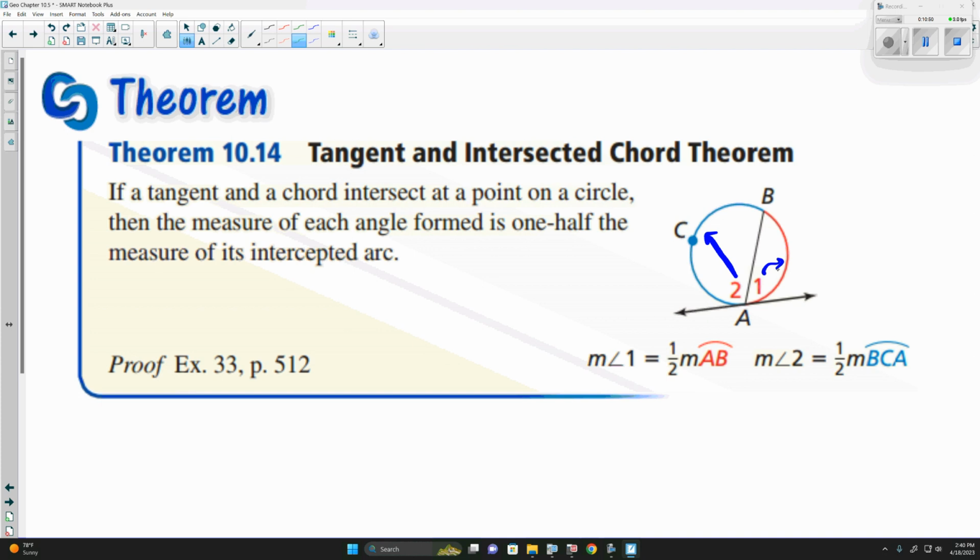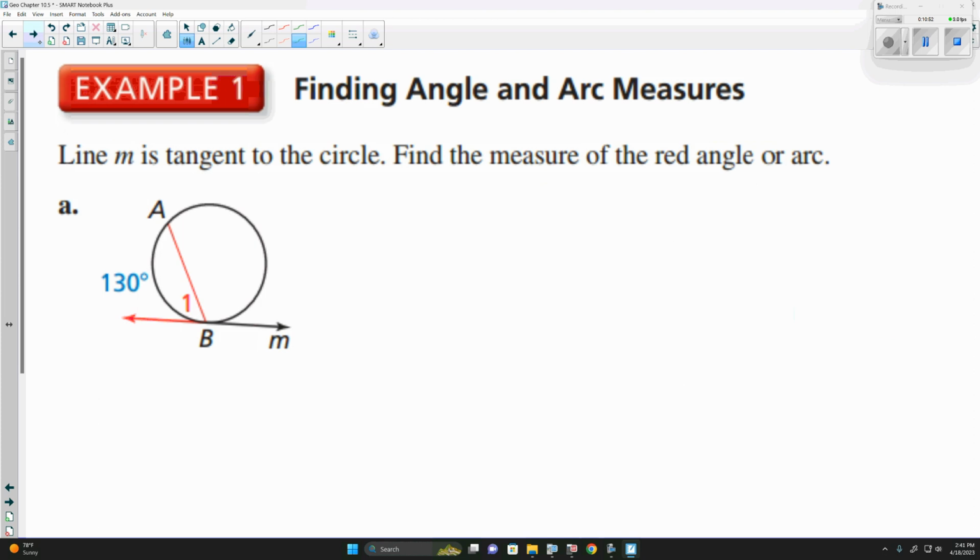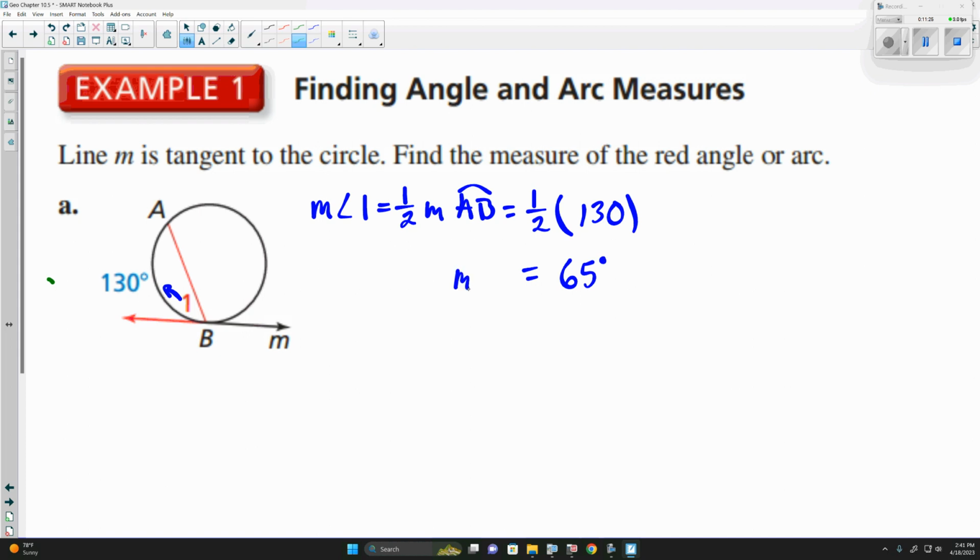So if we look at this here, in our first example, the measure of angle 1 is equal to 1/2 the measure of arc AB. But we know that the measure of arc AB is what? Given to us as 130. So 1/2 of 130 is 65. So the measure of angle 1 is 65.